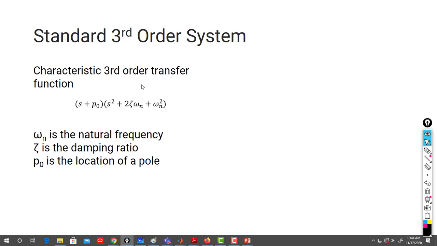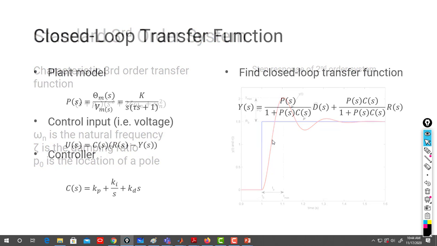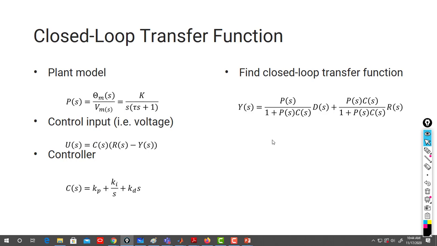That's the characteristic third order transfer function. S plus characteristic equation. Okay, so it's a third order system like this. Natural frequency, damping ratio, location of a pole. All right, it's a third order system. Cannot approximate it as second. Maybe I can approximate it as first if I wish. That's my plant model, and this is my closed loop transfer function.